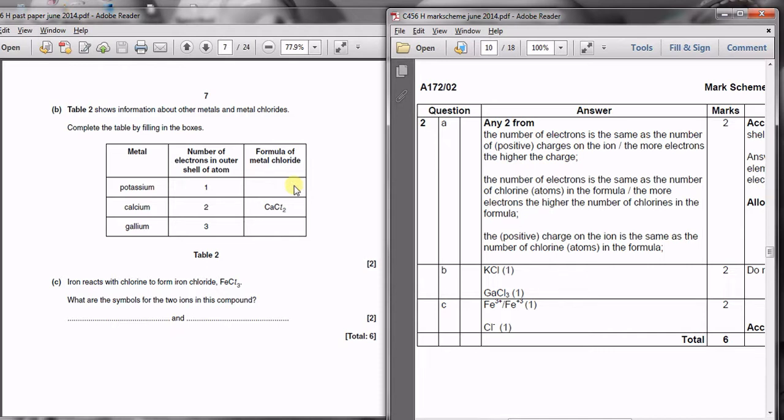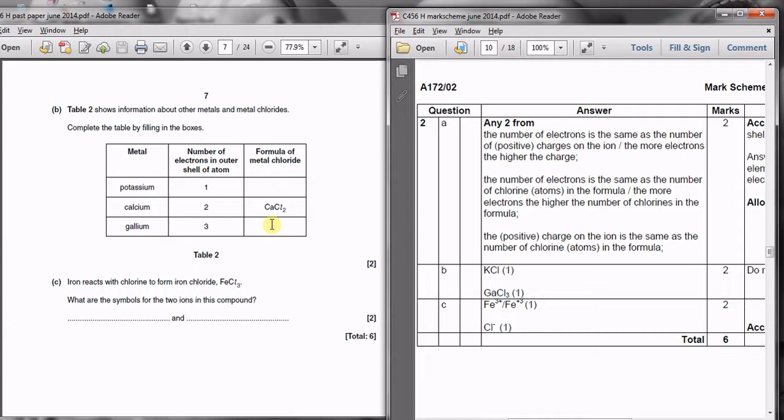Remember, there's a periodic table on the back of the exam booklet if you can't remember that the symbol for potassium is K. Gallium has 3 electrons in the outer shell, therefore it's got a formula of GaCl3. Again, use the periodic table at the back of the exam booklet to help you if you're not sure that the symbol for gallium is Ga.